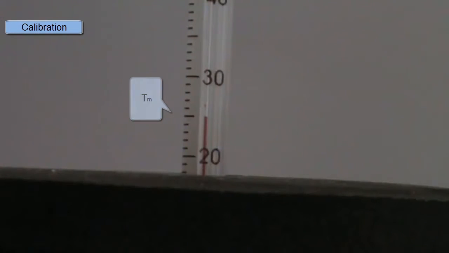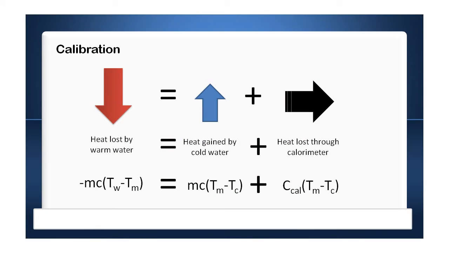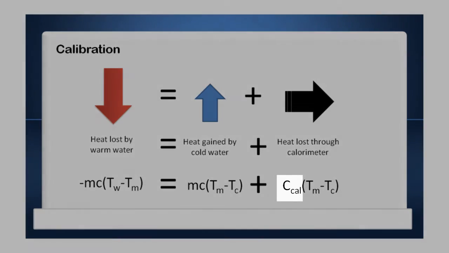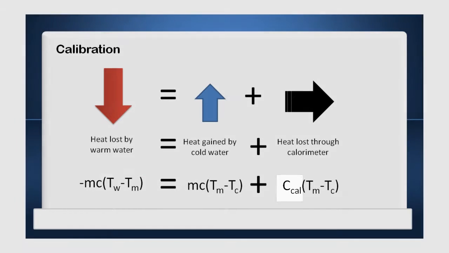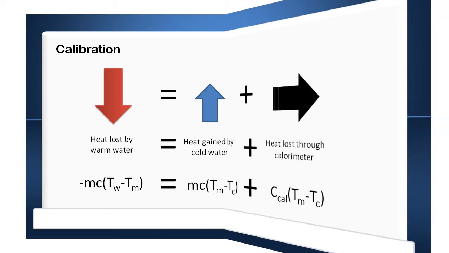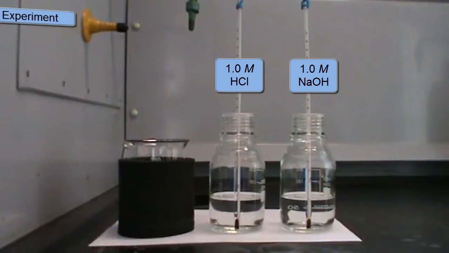So we can use this information to work out how much heat was lost through the walls of the calorimeter. This is done very easily using this calculation. We can say that the heat lost by the warm water is equal to the heat gained by the cold water plus the heat lost through the calorimeter. And knowing Tc, Tw and Tm, we can work out Ccal, the calorimeter constant. And this will allow us to work out how much heat is being lost through the calorimeter in a reaction.